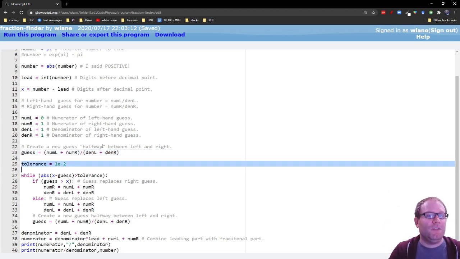So here we're gonna set a tolerance value. This is the accuracy we're looking to get at with this bracketing method. And so we're going to start out with 0.01. Very simple. This will get us out to 3.14, right?